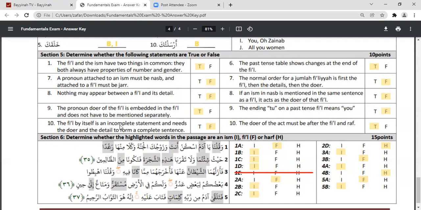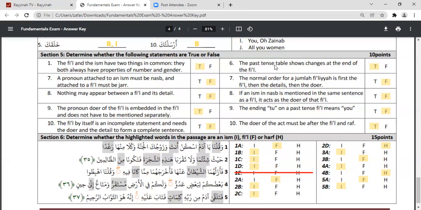The fail by itself is an incomplete statement and needs the doer and the detail to form a complete sentence. No, this is not true, because I have taken just one example, Nasara, to make it easy for everyone. If we just take Nasara, means he helped, and it is a complete statement, isn't it? So Nasara is a complete statement by itself. So this statement is false.